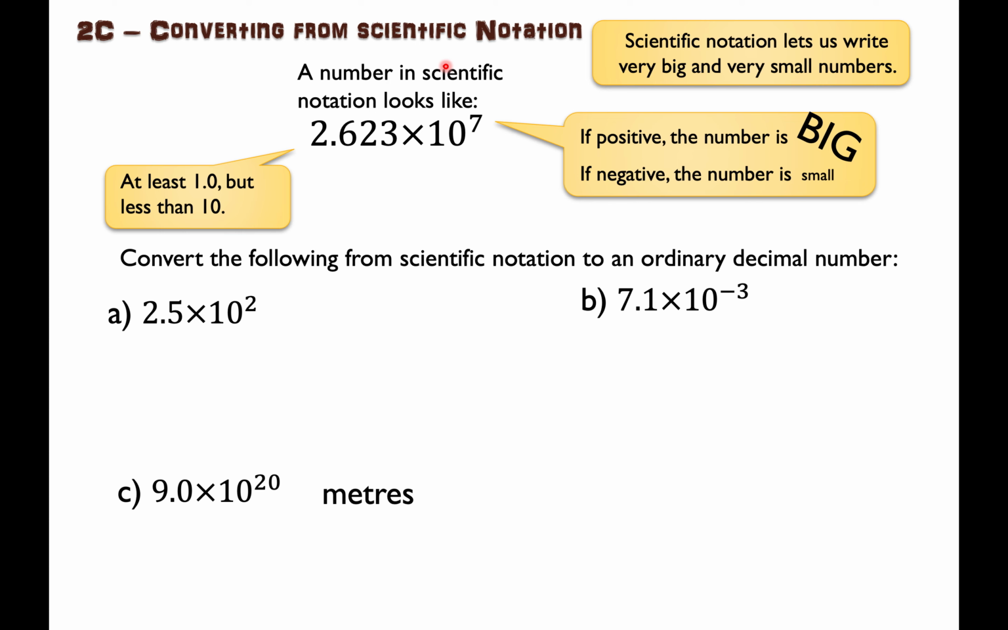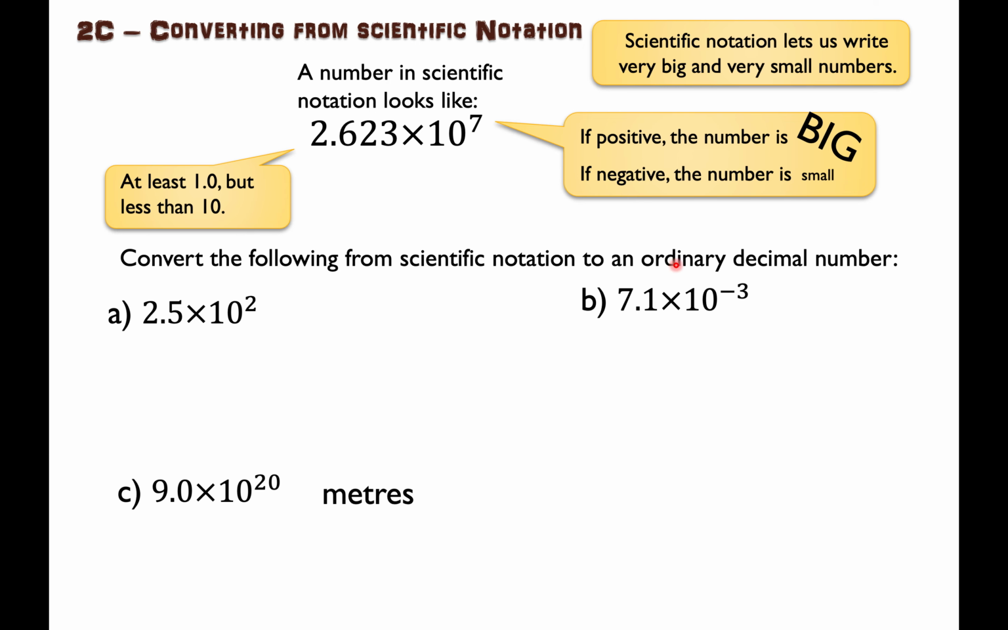A number in scientific notation looks like something times 10 to the power of something, where this thing here is at least 1, but less than 10. Can't be 10, has to be less than 10. And this little number at the top shows whether it's a big number or a small number, because that's what scientific notation is good for, writing big numbers and small numbers. If this thing is positive, then the number is big. But if it is negative, then the number is small. It will always be times 10 to the power of something, by the way. That times 10 will always be there if it's written in scientific notation.